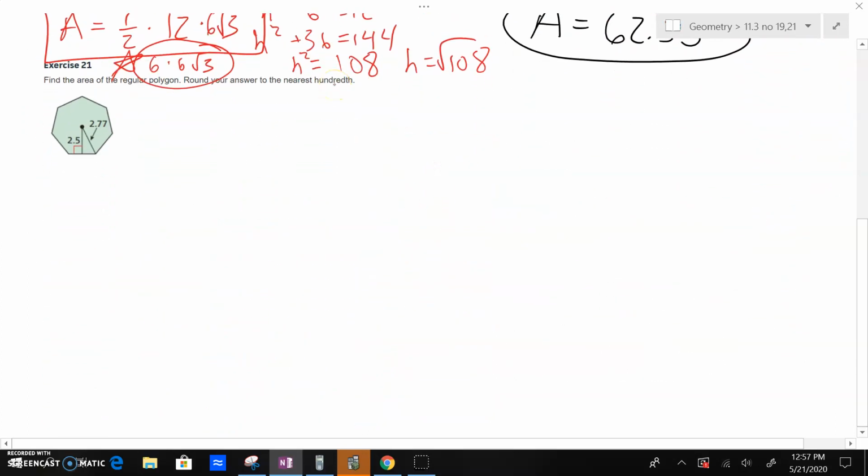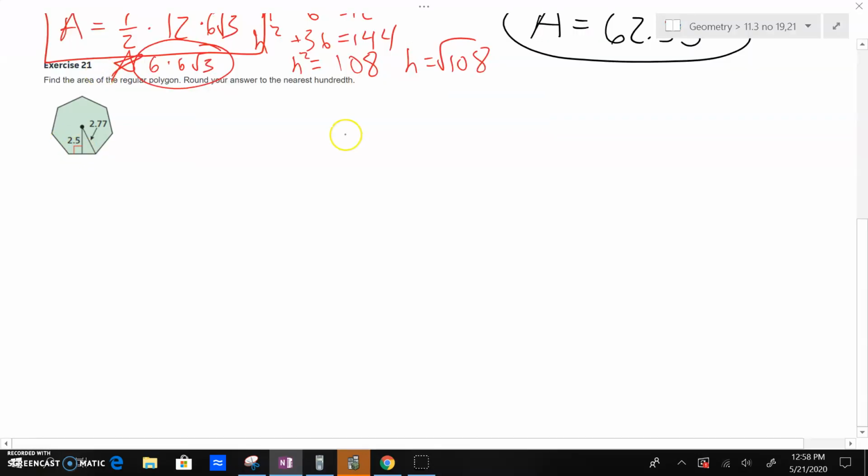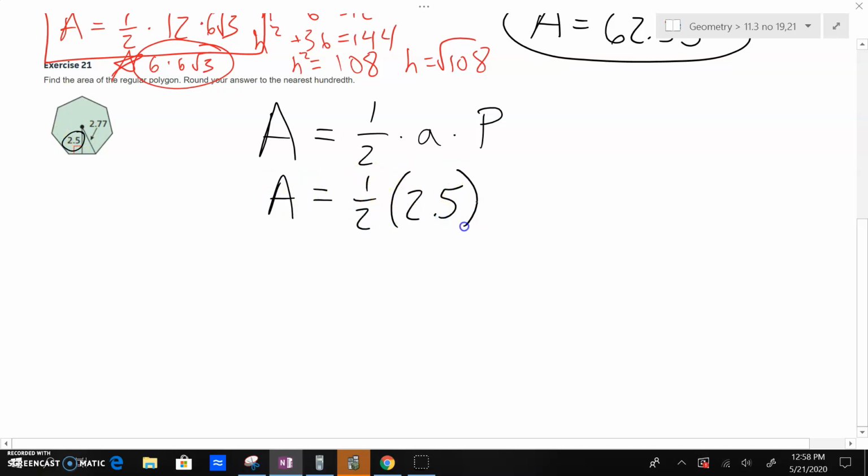This second one, we've got 1, 2, 3, 4, 5, 6, 7 sides. So this is a heptagon. We don't have an equation for a heptagon. We don't have a way to get it other than to use this apothem method. So we've got half times the apothem times the perimeter. Apothem looks like they gave us as 2.5. So they gave us the apothem, and then for the perimeter, I have to add up 7 sides. Once I know one side, I just multiply by 7. So my perimeter is going to be 7 times whatever that side length is.